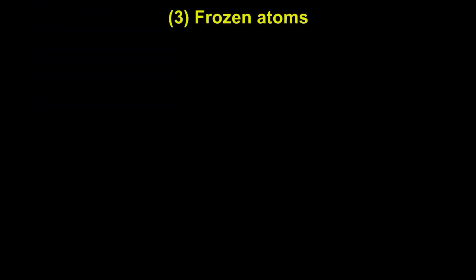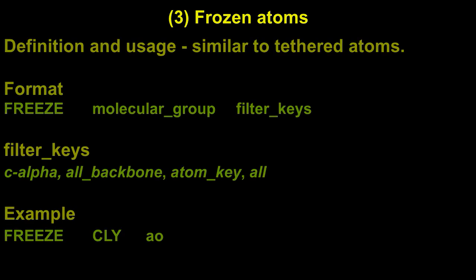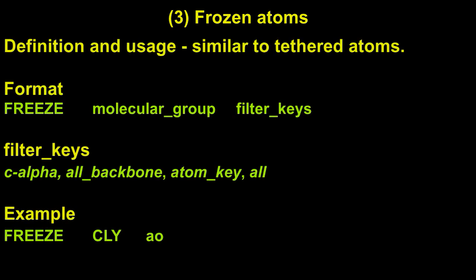Next, we look at the frozen atoms. As the term implies, frozen atoms means atoms that do not move and the positions are fixed throughout the whole simulation. The way to set up frozen atoms is the same as that of the tethered atoms, and therefore we will not discuss this in detail. To set up frozen atoms, the freeze directive will be used in the atom state specification section. The example here shows all atoms with the label AO and belonging to the molecular group CLY will be frozen.